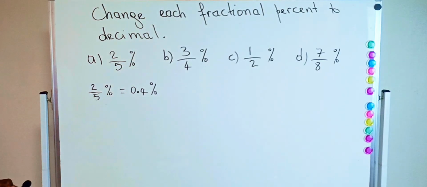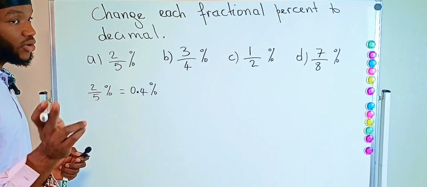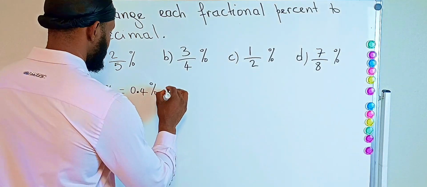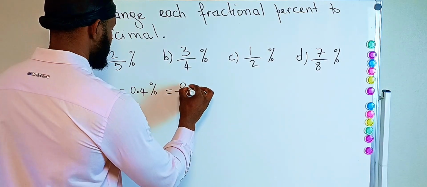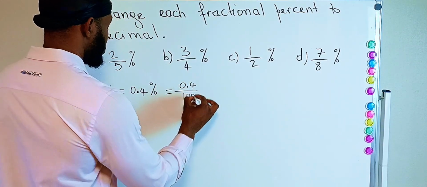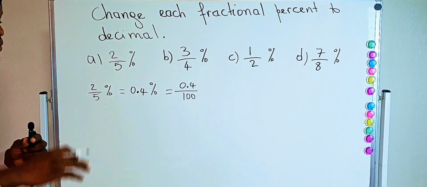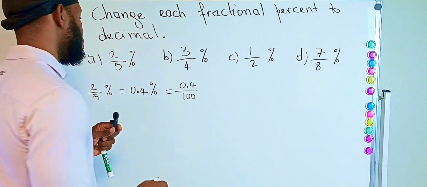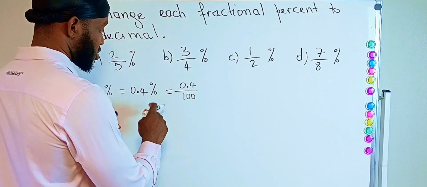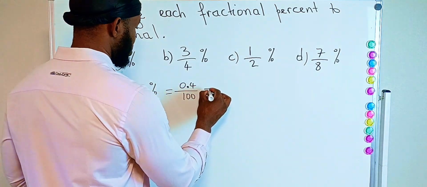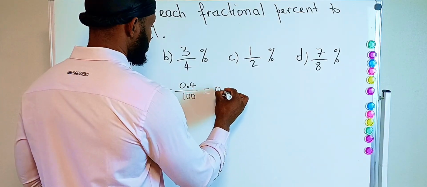Let me know what to do. Okay, you said division, that's it. So right now you got 0.4 over 100, because we're gonna convert percent to decimal. So let's go. Percent to decimal, you just divide by 100. Divide by 100 is like moving the decimal point how many times? 2.